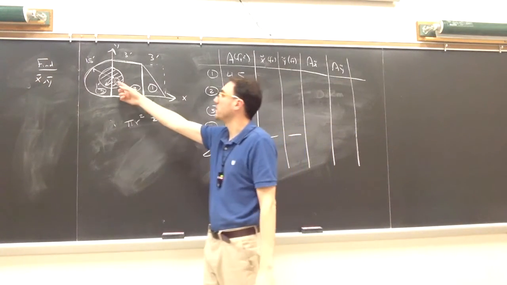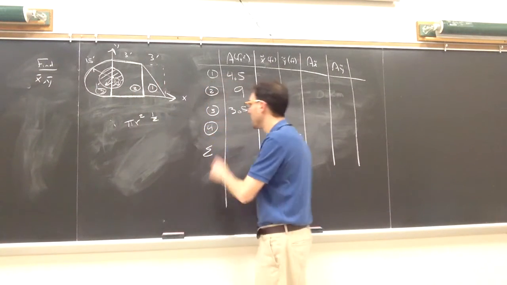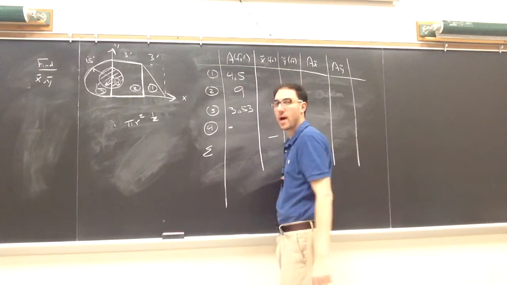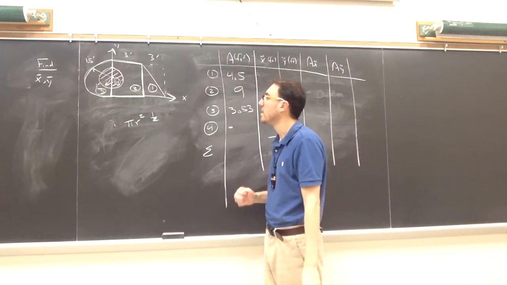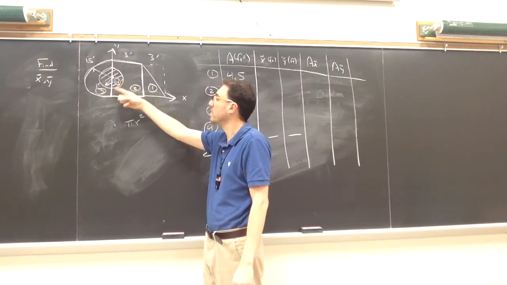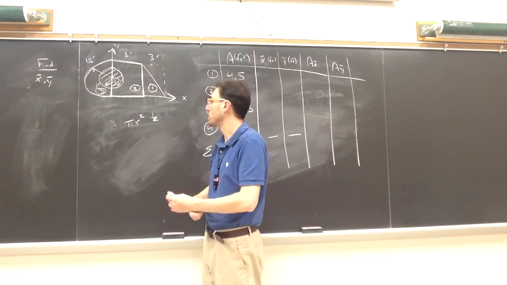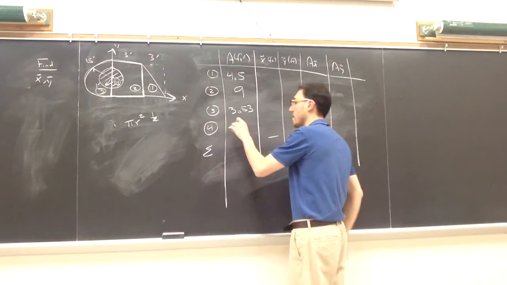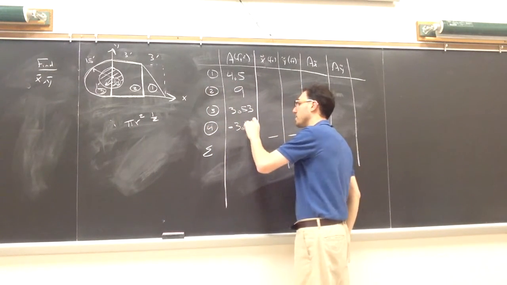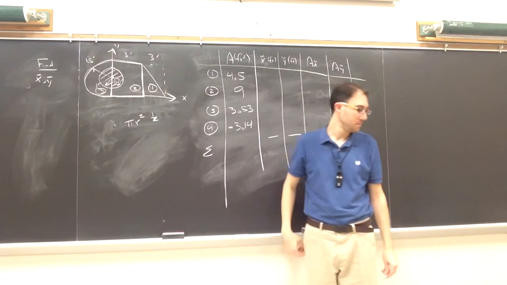And finally, shape 4 is this full circle, but I'm cutting it out of my shape. So for shape 4, I'm going to count that as a negative area. And shape 4 is a full circle, so its area is pi r squared. It has a radius of 1 foot. So pi times 1 squared is just going to give me pi. And I'll round that to 3.14. Again, it's a negative value.